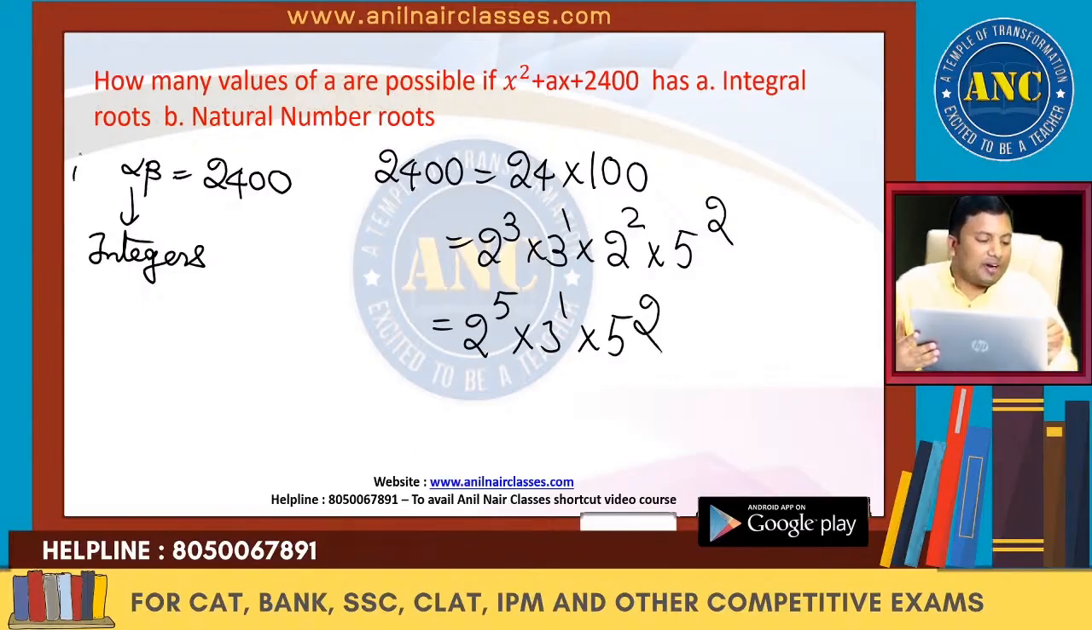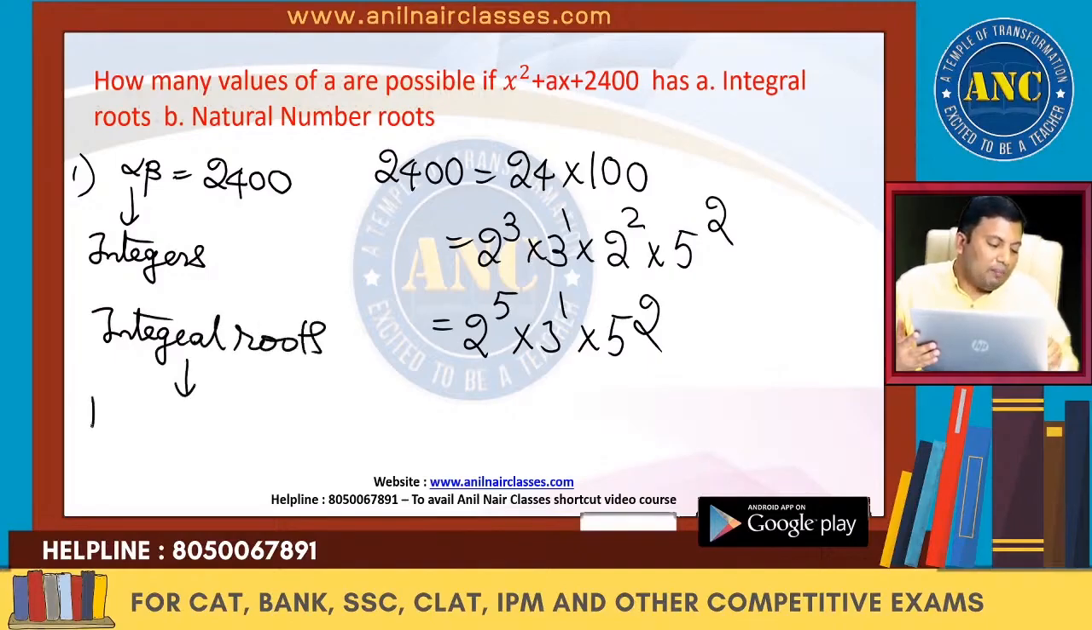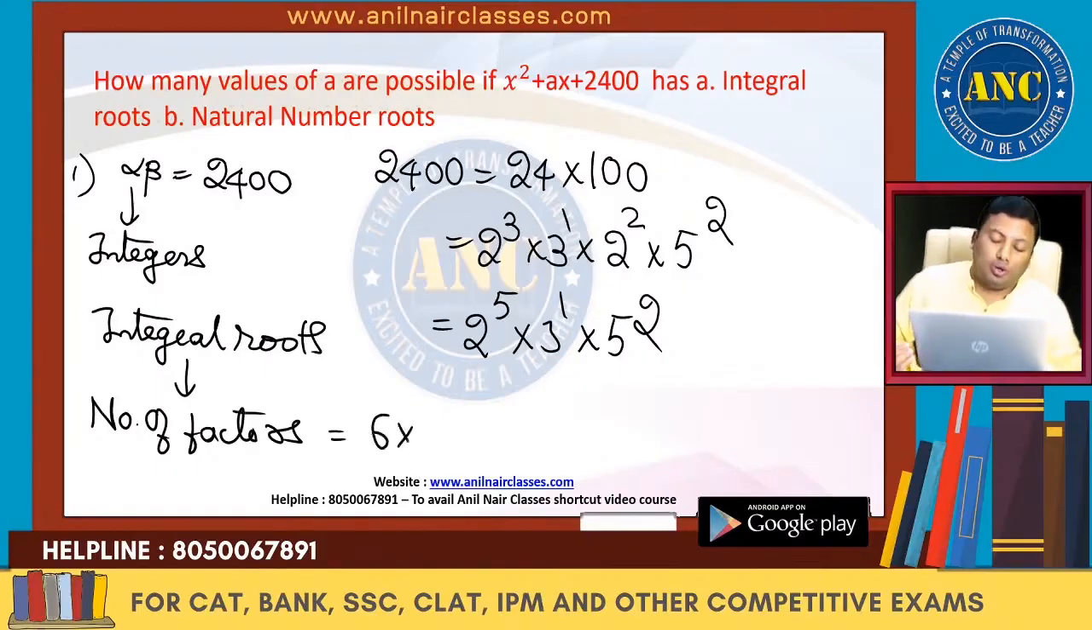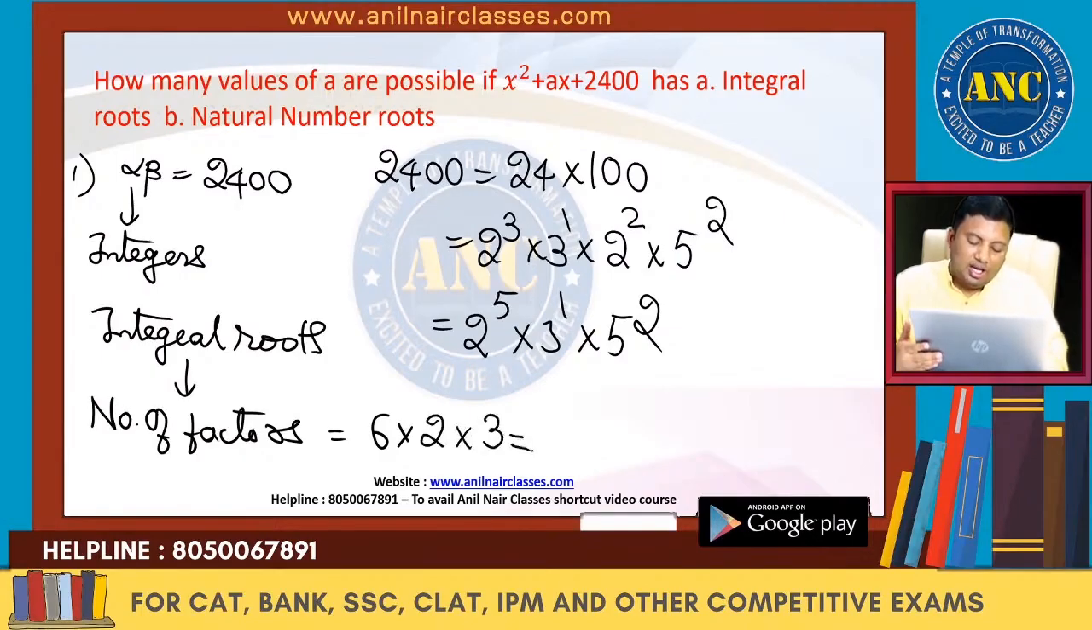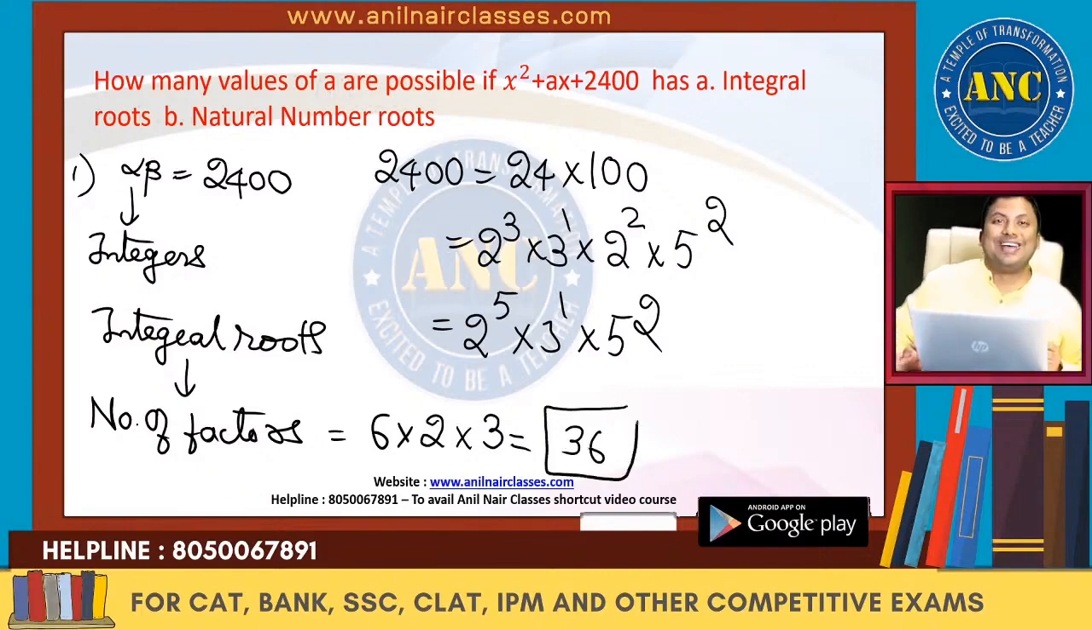So what will be the answer for case number 1? If it is integral roots, the answer is nothing but the number of factors. So 2 power 5 means 0 to 5, 6 cases; 0 to 1, 2 cases; 0 to 2, 3 cases. 6 2s are 12, 12 3s are 36. First one answer is 36. How beautifully the concept of the number of ways of writing a number as a product of two factors can be used to find the value. I hope it is clear.